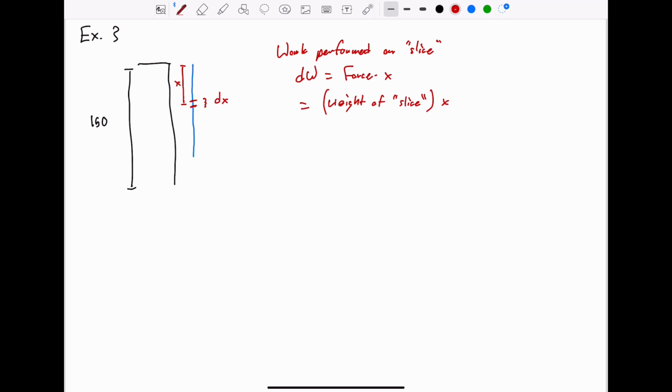So what is the weight of the slice? Well, we're working here with kilograms, and so we need to convert from mass to weight. So we first need the mass of the slice, and then we're going to multiply by 9.81, the acceleration due to gravity.